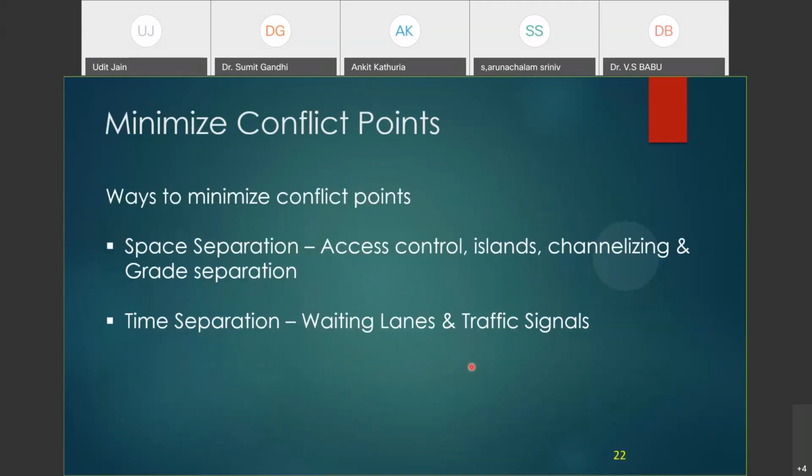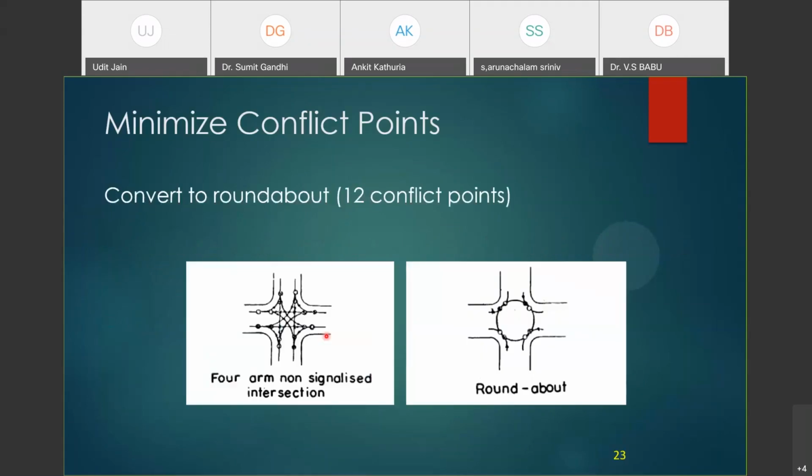So what are the ways to minimize these conflict points? As I said, there are two ways: space separation or time separation. Space separation basically means we give access control, we give channelizing islands, or we give grade separation, and time separation means we give traffic signals or waiting lanes. So we can minimize these conflict points.